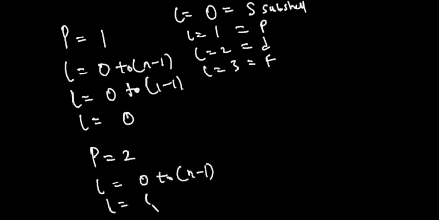Therefore, l will be equal to 0 to 1, that is, 2 minus 1, and that's going to be 0 to 1. So the implication is that energy level 2 can have 0, which is s, and can also have 1, which is p. So that's basically what this means.